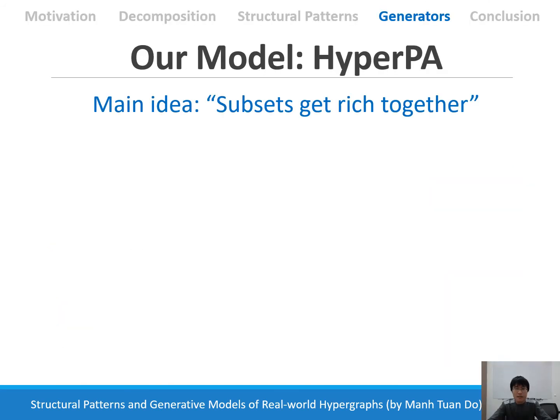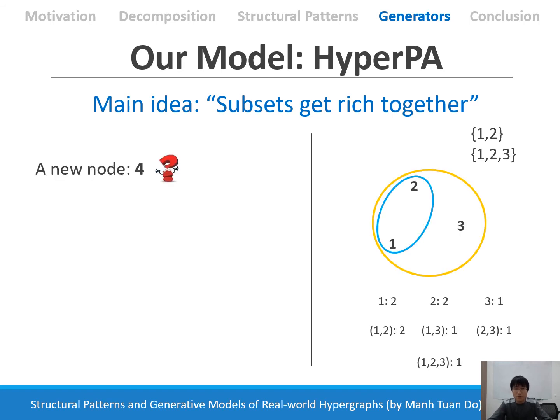What could be the underlying mechanisms for the real-world hypergraphs? Motivated by this question, we propose our model, HyperPA, which is an extension of the preferential attachment model, accounting for subset interactions. The main idea behind HyperPA is that subsets of nodes should get grouped together. To see how HyperPA works, we consider this example.